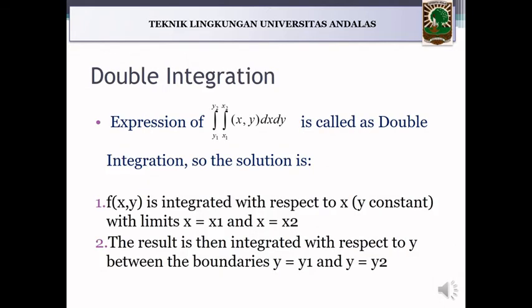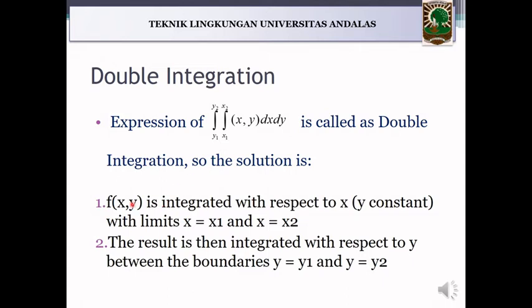through double integration. Double integration is expressed by two integral symbols right here, and the function usually has two variables, x and y, or other forms like a or b, and so on. The x is limited by x1 and x2, while the y is limited by y1 and y2. Here is an example of the double integration. So how do we search for the solution to this integral problem?